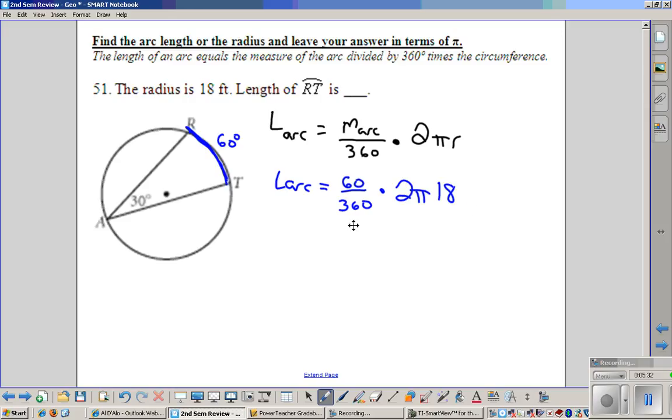So if we put all that into our calculator, and I'm going to leave my answer in terms of pi, because I just like to do that. So 60 of 360 is just 1/6. Okay, 1/6 of 18 is 3. And 3 times 2 is 6. So the answer is 6 pi. Okay, that's how far. 6 pi what? Feet? 6 pi feet.